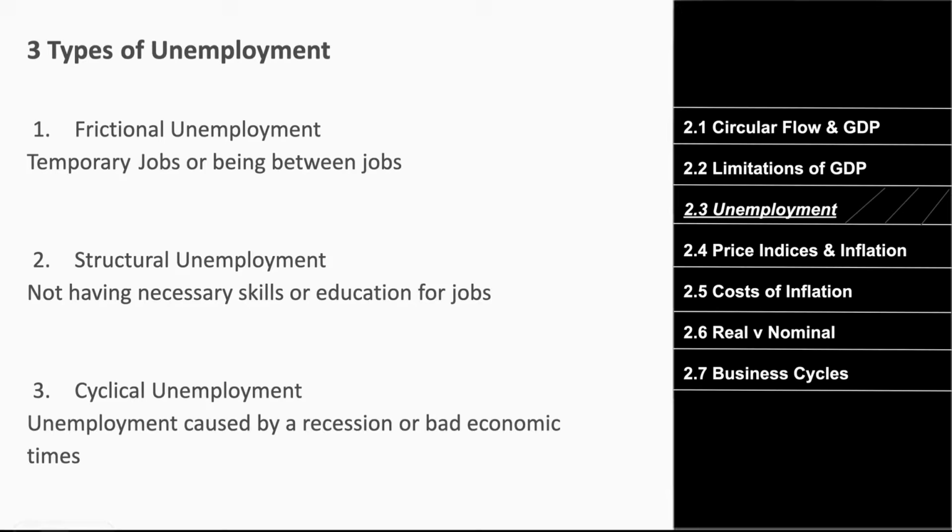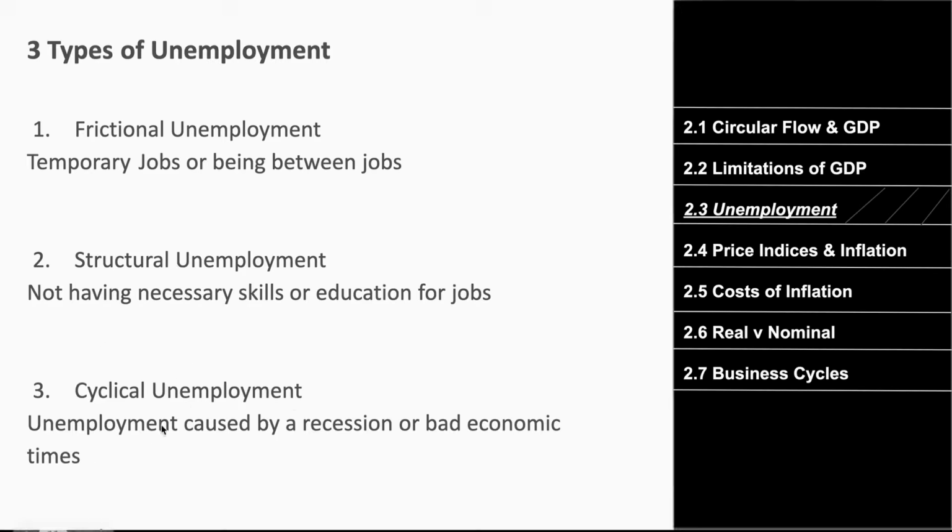There are 3 main types of unemployment you do need to know. First is frictional unemployment, which is temporary joblessness or being between jobs. Let's say you're fired from Walmart and you're looking for a job and you might get a job later. That's frictional unemployment. You're in between jobs. Structural unemployment is not having the necessary skills or education for a job. Let's say you drop out of high school and now you can't work at a lot of different companies. That's structural unemployment. You don't have the necessary skills or qualifications for a lot of jobs.